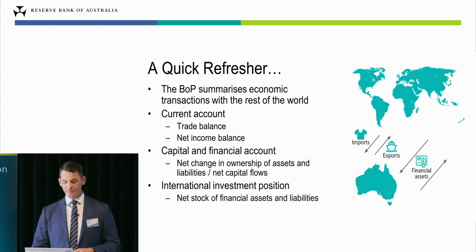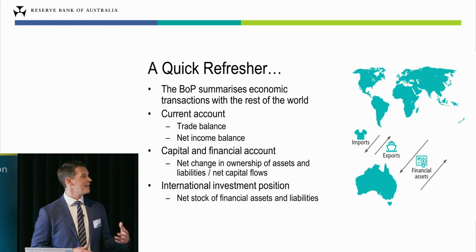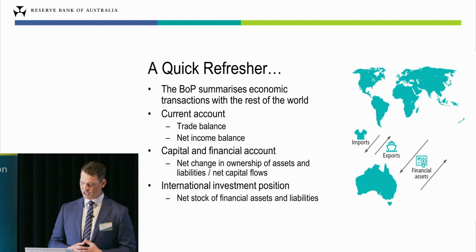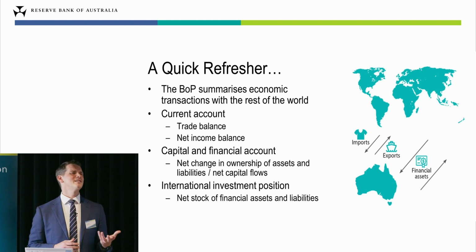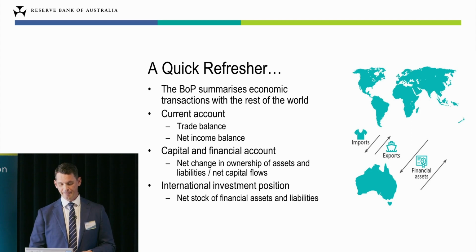And so the current account captures exports and imports under the trade balance, and the net income balance is looking at the income flows related to our international investment position. So examples here include dividend income we receive on foreign shares that are owned by Australians, or interest payments on Australia's foreign debt.